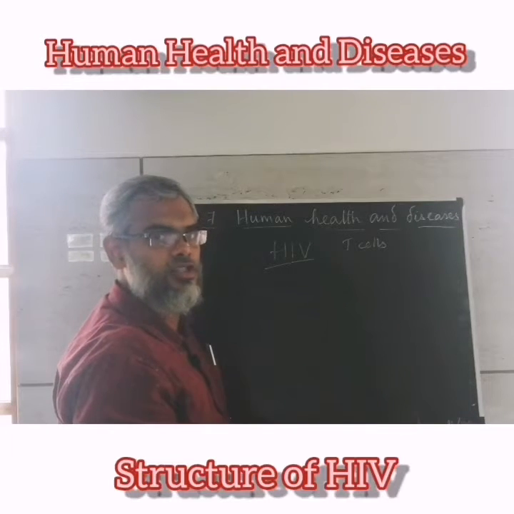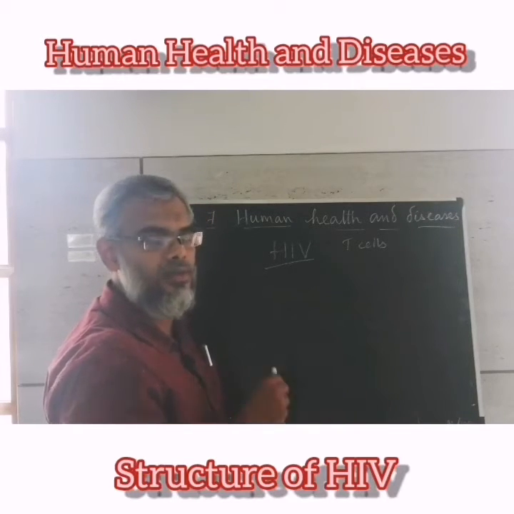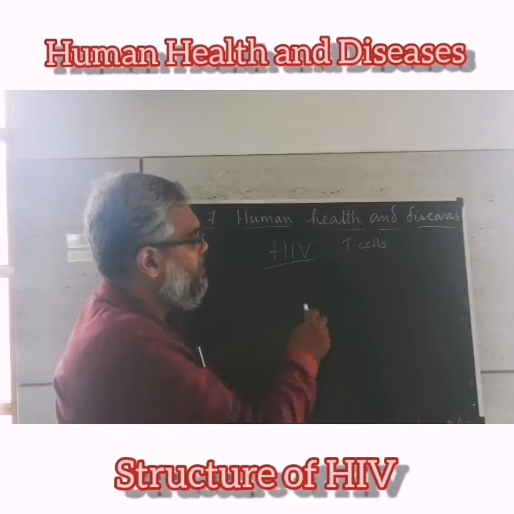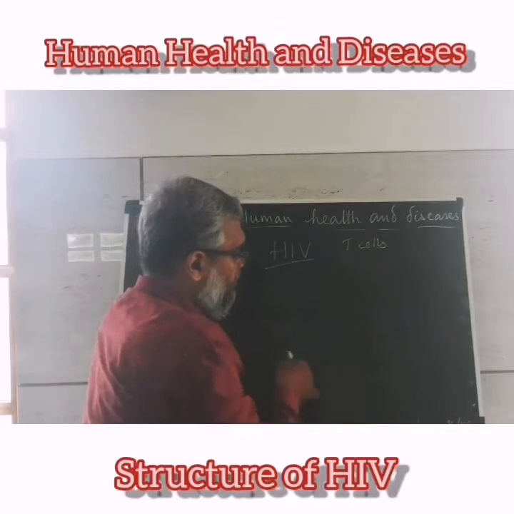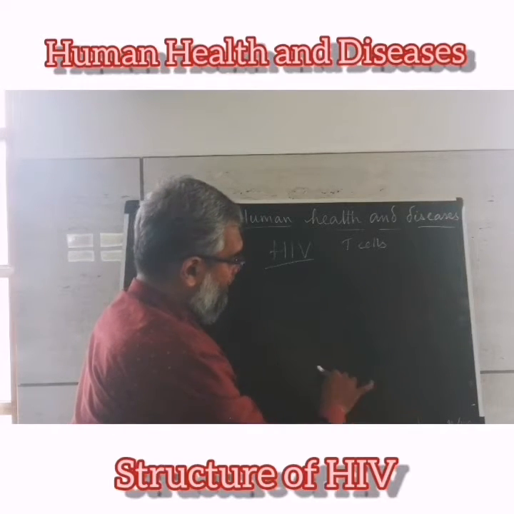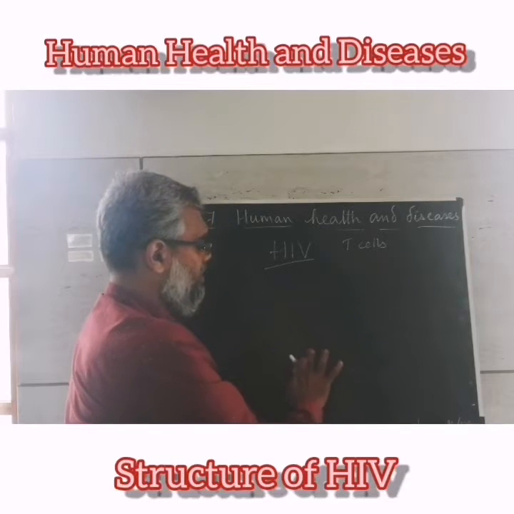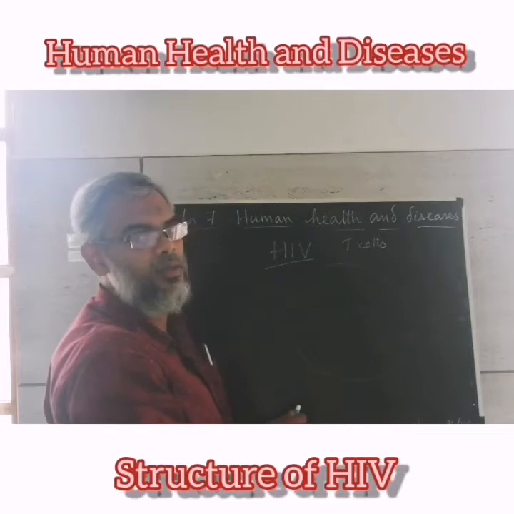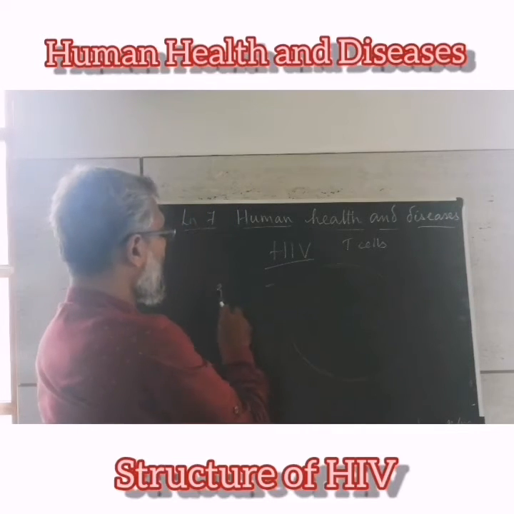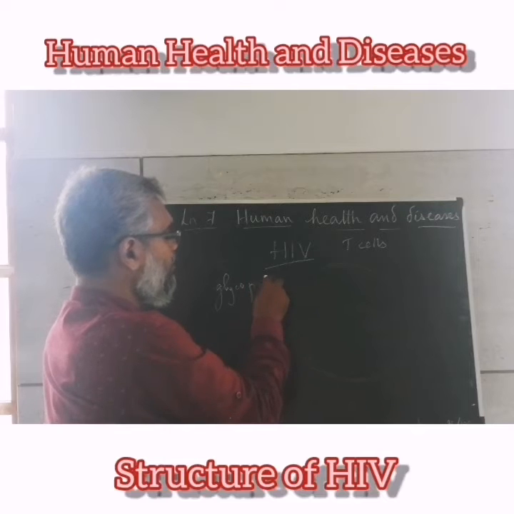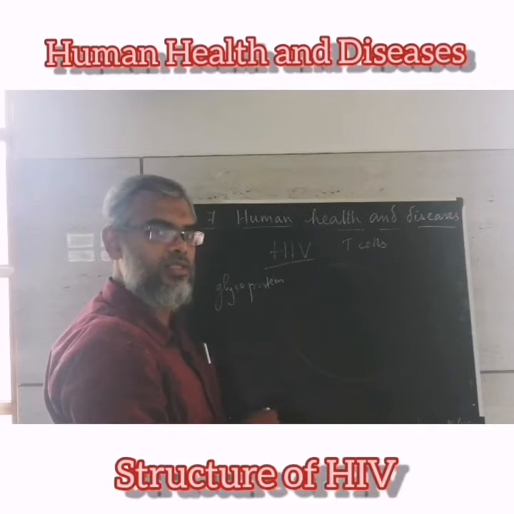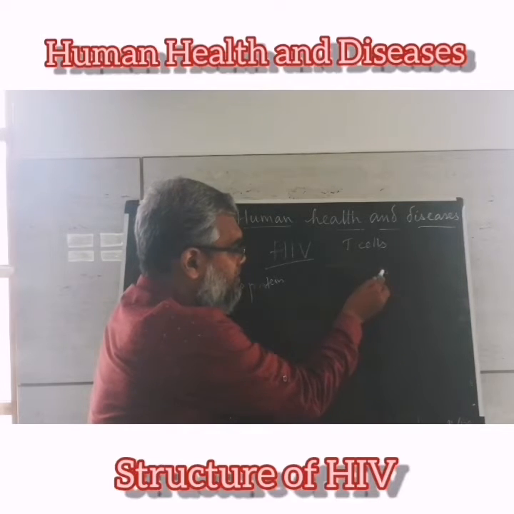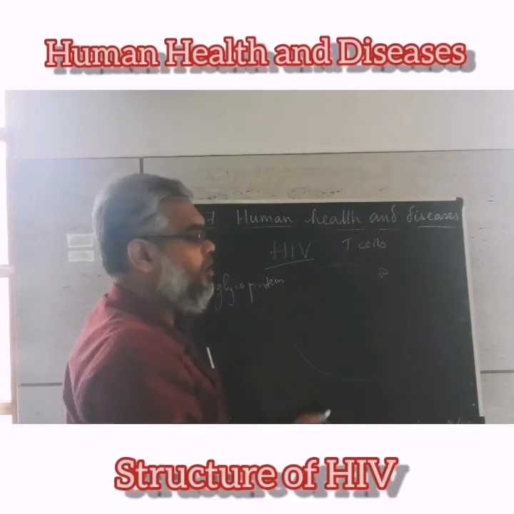If you see the structure, it is a spherical ball, nearly 100 to 120 nanometers in diameter. In this spherical ball, it has two layers, and this layer is comprised of lipoprotein. It is made up of glycoprotein also, a sugary substance. That is the speciality of HIV. It is like a knob actually. This glycoprotein occurs like a knob.